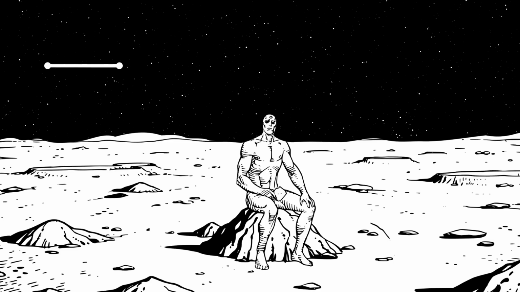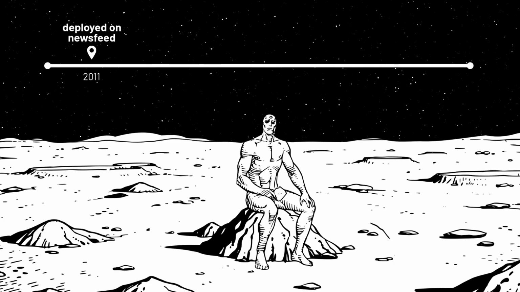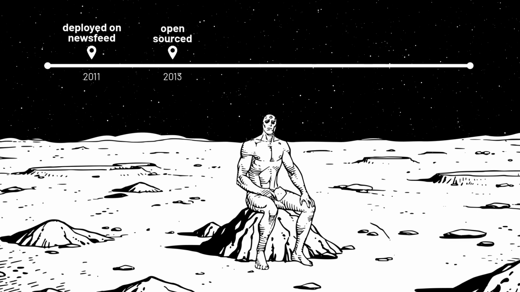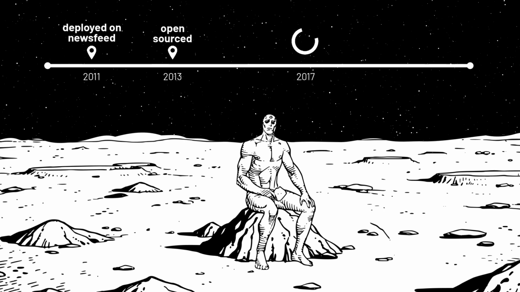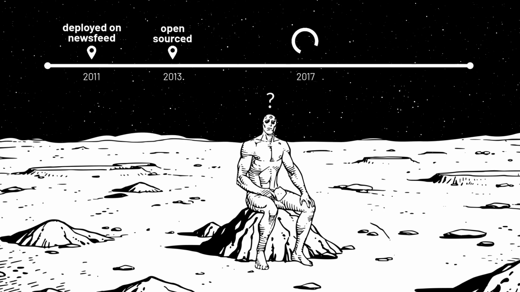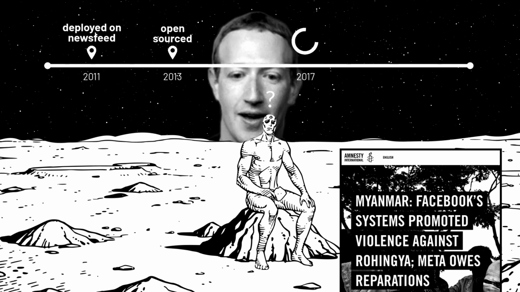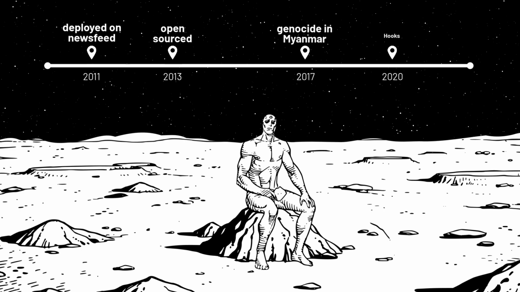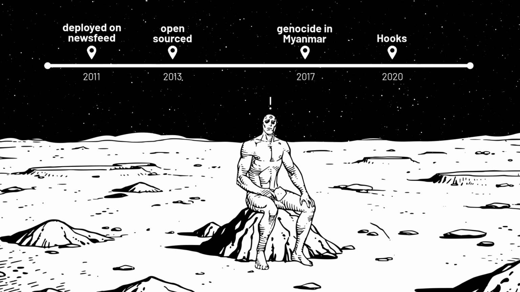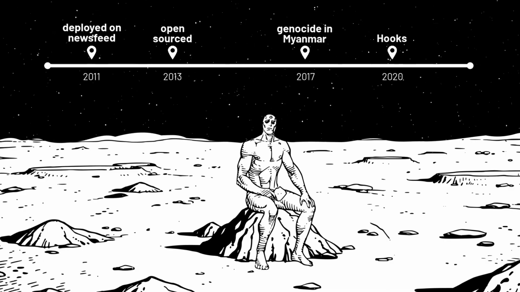React was first deployed on Facebook's newsfeed in 2011 and was officially open-sourced in May 2013. By 2017, Facebook had made itself the primary source of information in Myanmar, where, as Amnesty International attests, its algorithms were responsible for the atrocities perpetrated against the Rohingya people. In 2020, React controversially introduced hooks, an alternative to class-based React components.